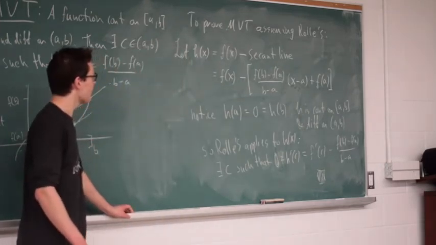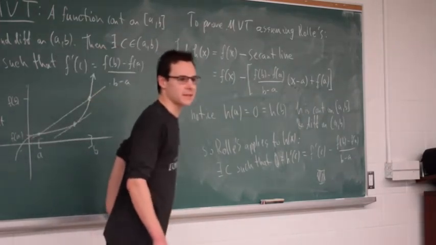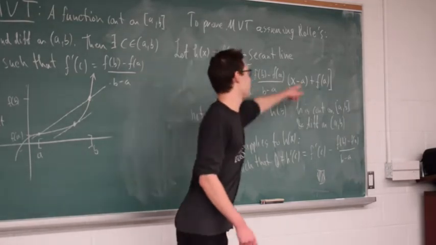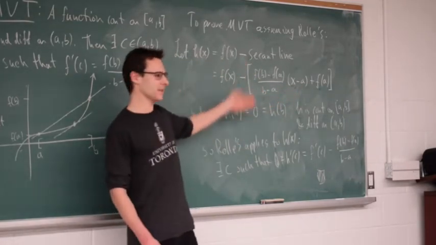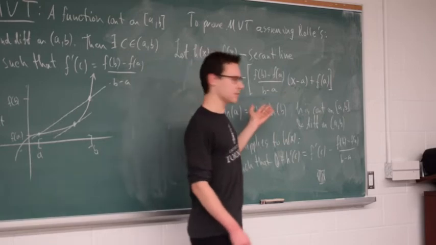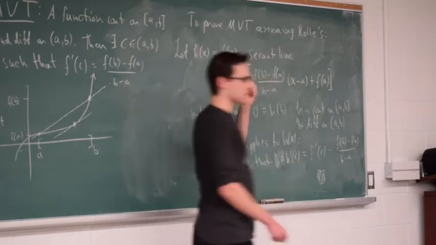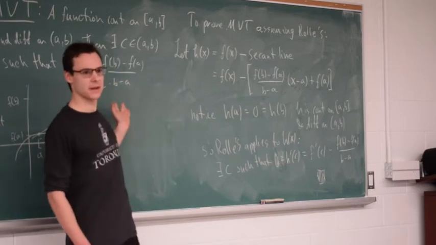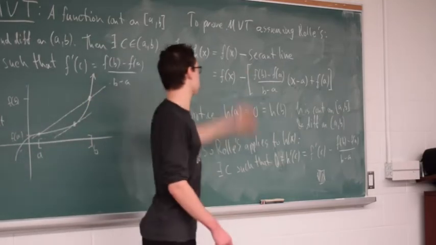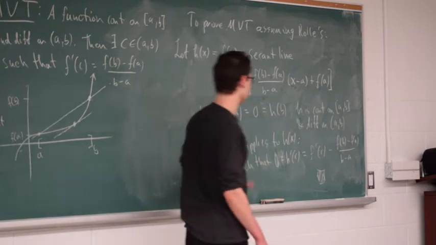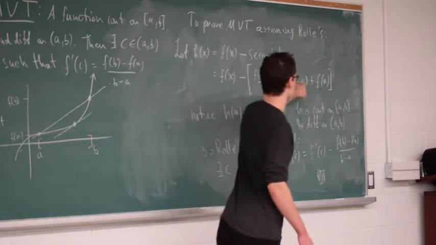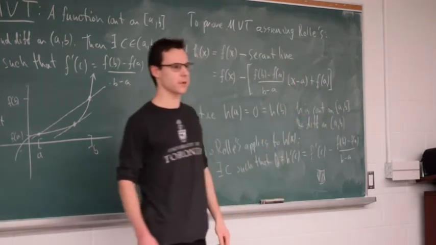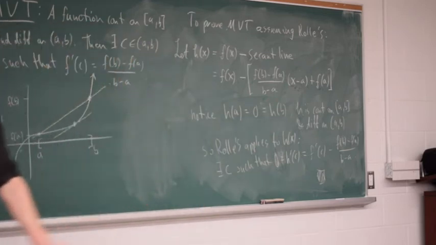It's an explanatory proof. Try to remember the idea. Don't remember how the function h of x is defined, because there's too much to remember here. Just think through the idea. What are we trying to do? We're subtracting the secant line. So now all we have to do is find the equation of the secant line. What's the equation? Well, this is the slope, it passes through the point a. There we go. So think things through rather than trying to memorize them.